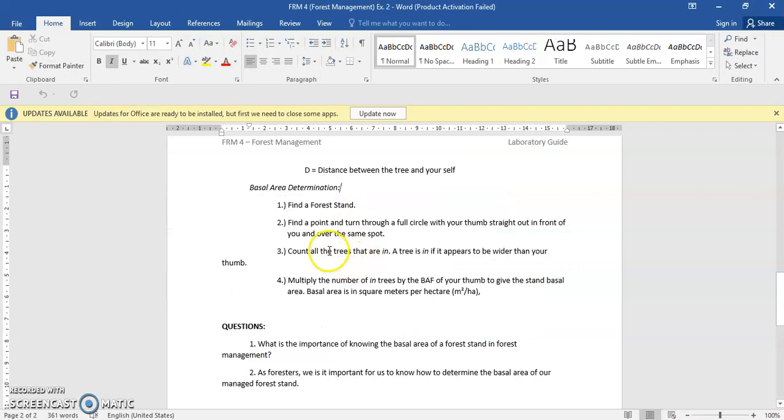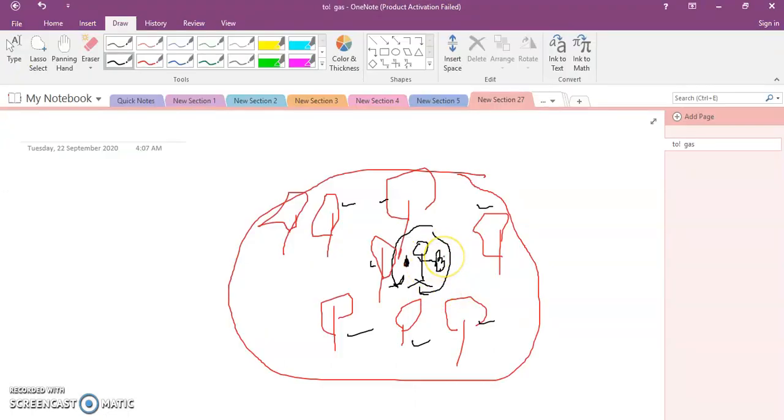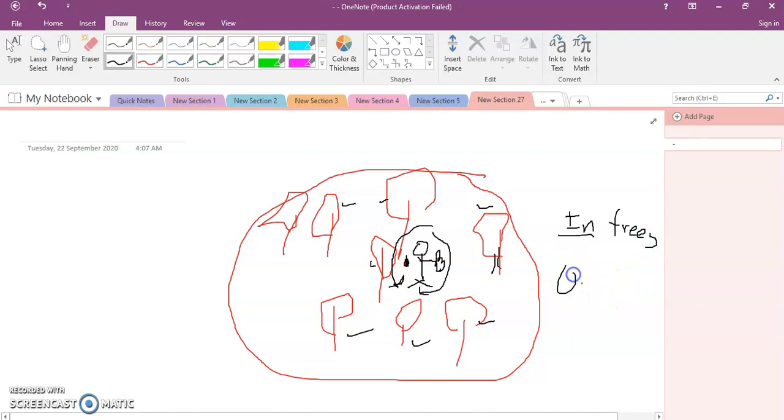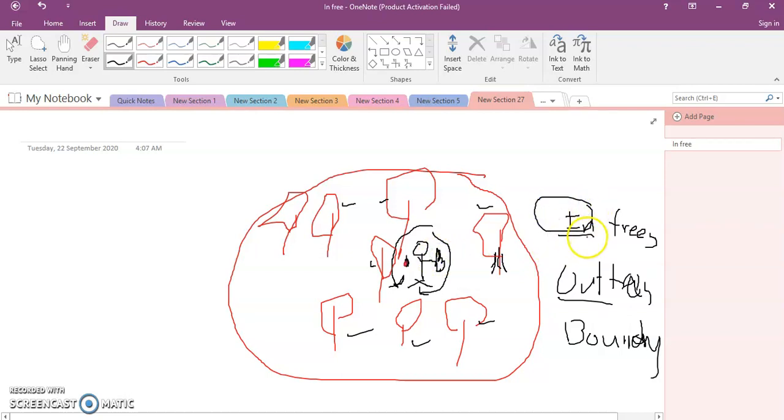So, what you need to do is count all the trees that are in. A tree is in if it appears to be wider than your thumb. Remember when you calibrated your thumb, you stopped once your thumb just covered the stem of the tree. Now, in identifying in trees, we also have out trees and boundary trees. When you stick out your thumb and sight the tree, if the tree is wider than your thumb, then it is an in tree. You include it in your count.